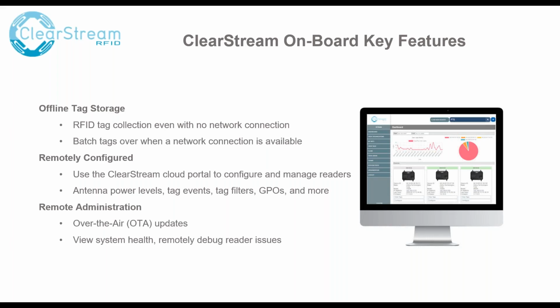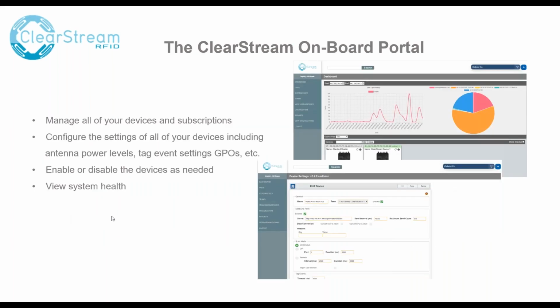We also offer things like over-the-air updates, or OTA updates. This allows you to push out any updates via the web console, so that you can keep these readers up to date with the latest software, and also view system health to see if there are any readers that are offline. It also phones home any debug information just to see what might be going on with a particular reader within your environment. A little bit here about the ClearStream portal.